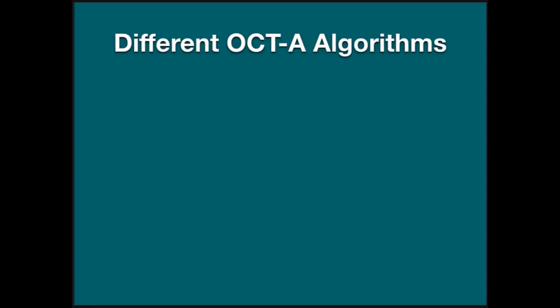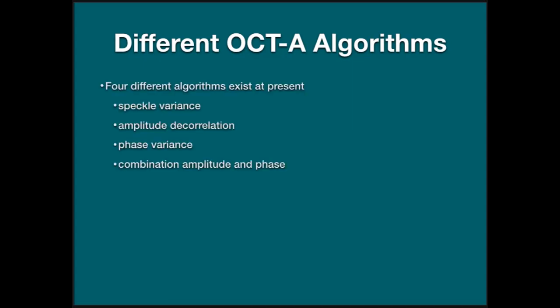All right. There are different ways to use OCT angiography. Predominantly, there are four different algorithms that exist at the moment. One looks at variation in speckle, one looks at amplitude decorrelation, the other looks at phase variance in the blood flow, and the other one combines both amplitude and phase variance to look at the movement of blood within the vessels. There are also two different ways to average using split spectrum and volume averaging. We don't really need to go into any of these in detail, just that different manufacturers use different techniques to find blood flow within the retina.